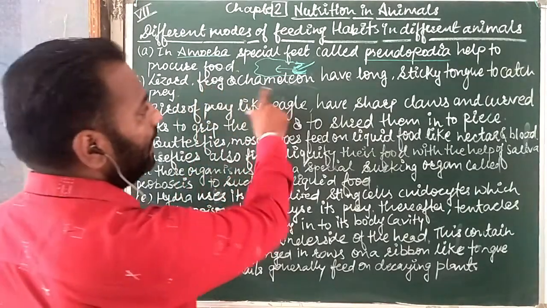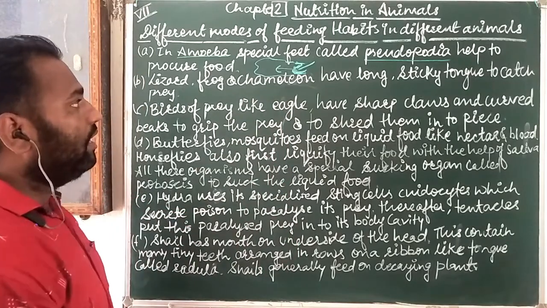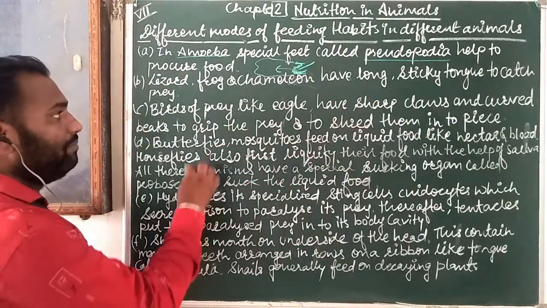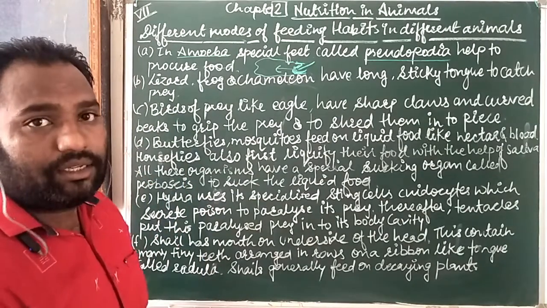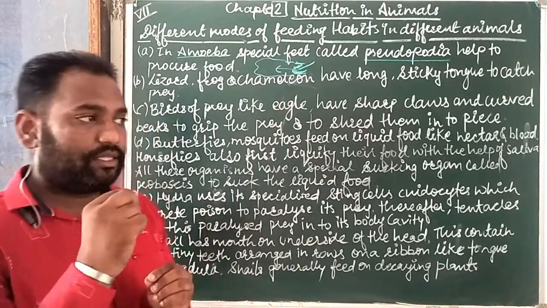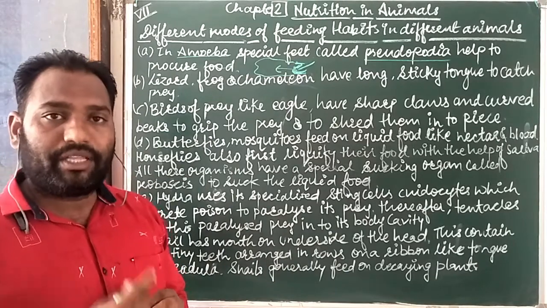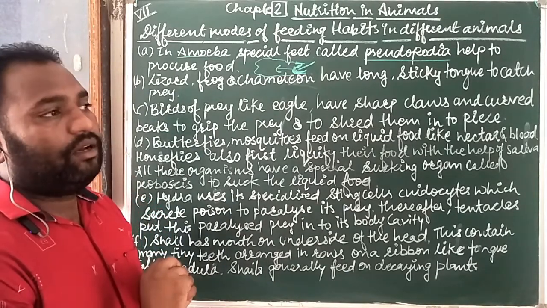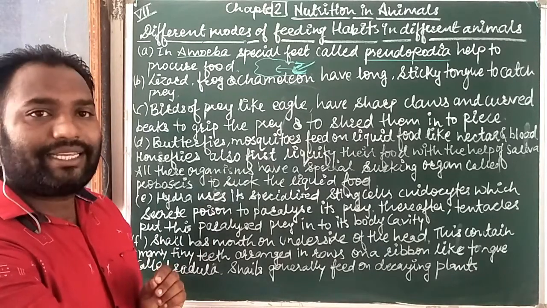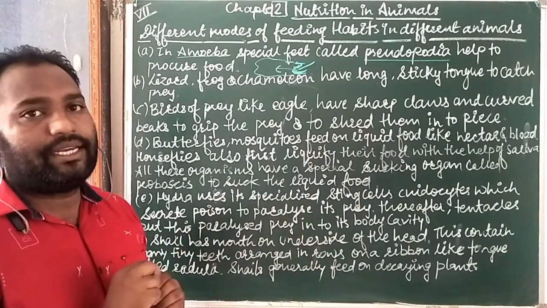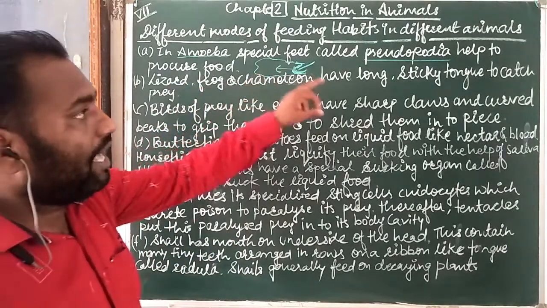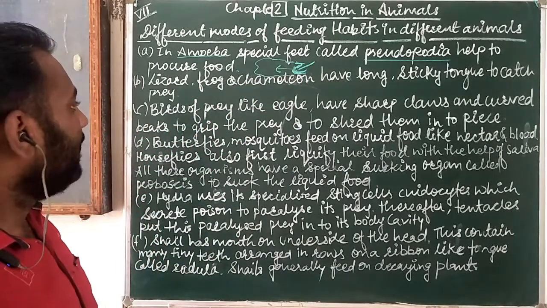Lizard, frog and chameleon have a long sticky tongue to catch prey. It means they can catch prey at some distance. Prey means their food. They take out their tongue, stick the food to it, take it inside and engulf it. So lizard, frog and chameleon have a long sticky tongue to catch prey.